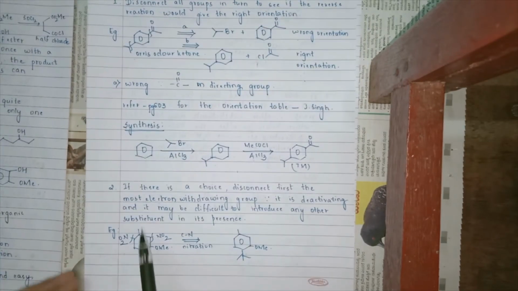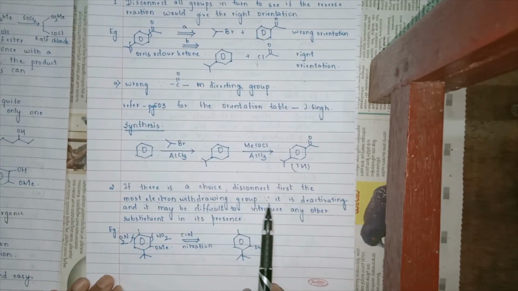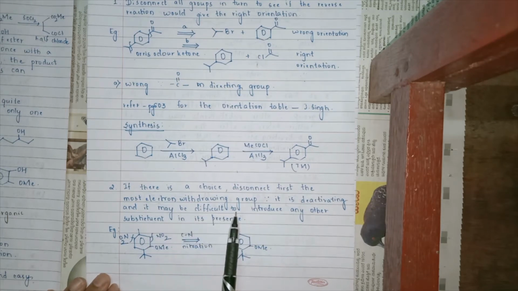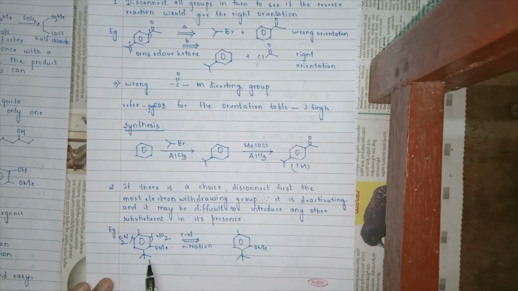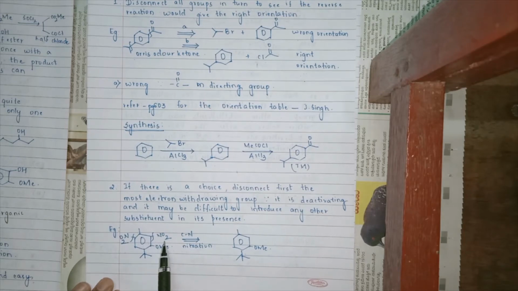Now, the second guideline is, if there is a choice, disconnect first the most electron withdrawing group because it is deactivating and it may be difficult to introduce any other substituents in its presence. For example, take this meta-dinitrobenzene system, where both groups are electron withdrawing. What is the meaning of electron withdrawing? The system is completely deactivating. So further introduction of any other group becomes very difficult.